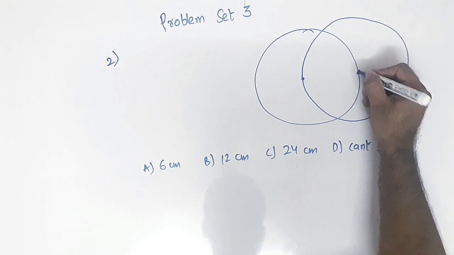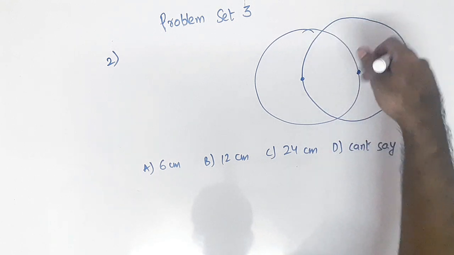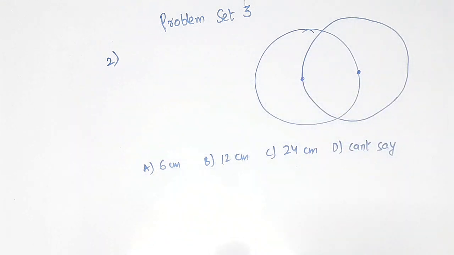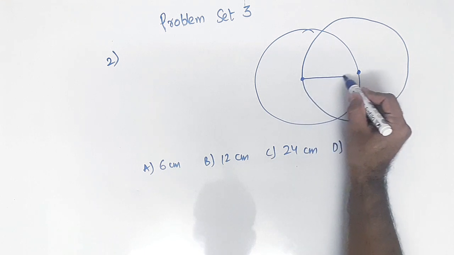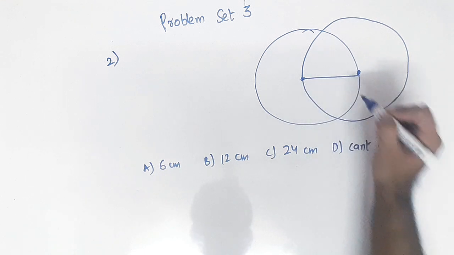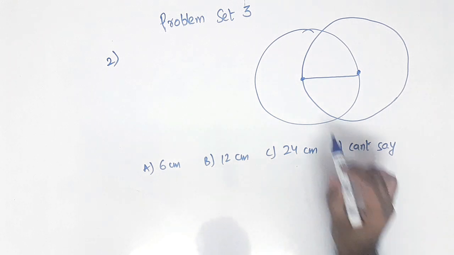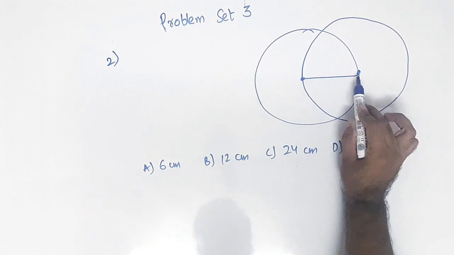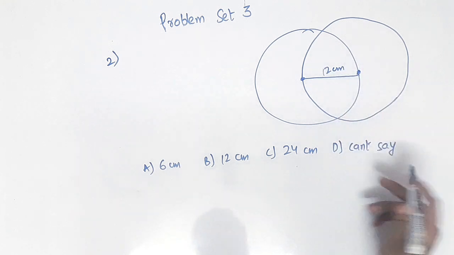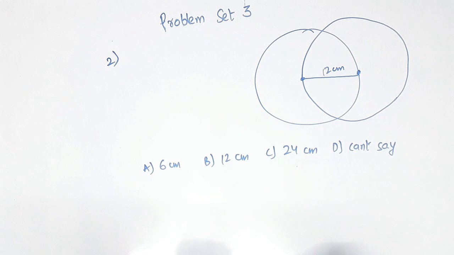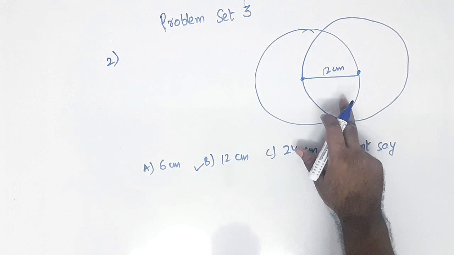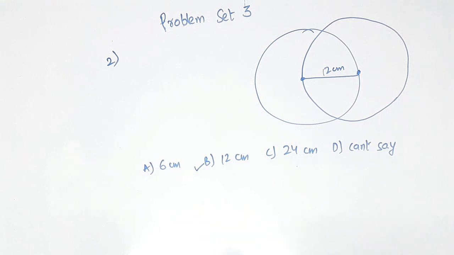So it means these two circles are passing through the centers of each other. Does that mean their radius will be equal? Yes, they will have the same radius. They will be congruent circles. And we are given that the distance between their centers is 12 centimeter. That means their radii is also 12 centimeter. So it will be the second one, that is 12 centimeter. This is only for your explanation. You just have to take the correct option.